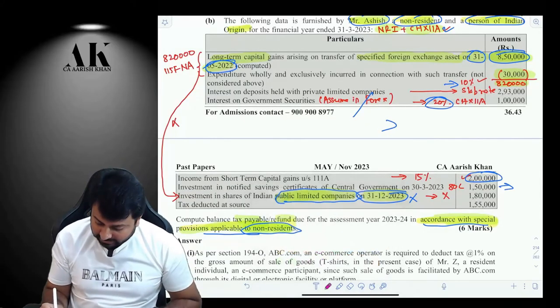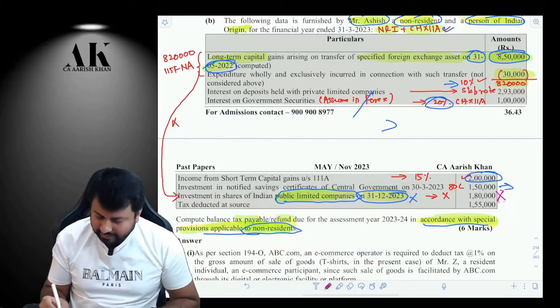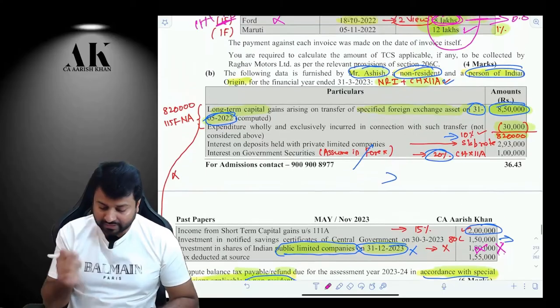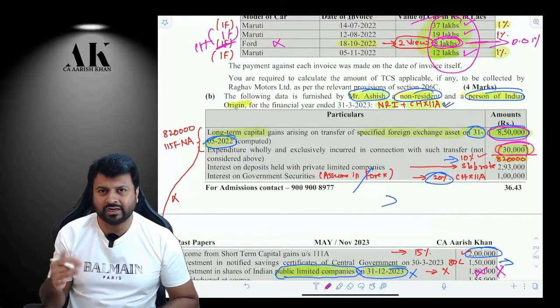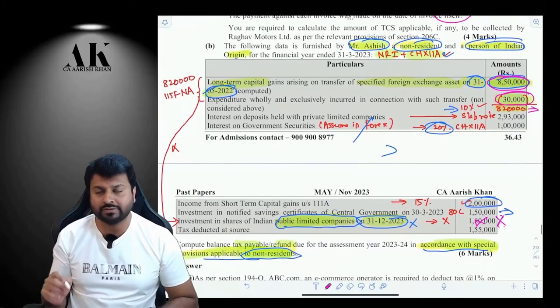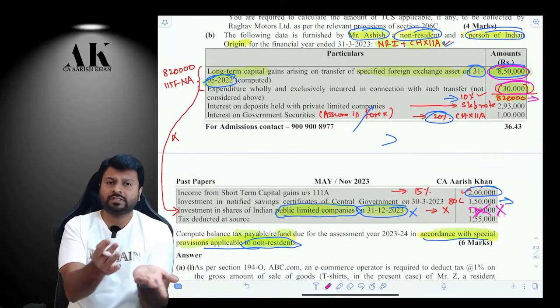Therefore, you are not going to get the exemption here of 180,000. 180,000 exemption you cannot ask for. Therefore, the ultimate conclusion will be that this long-term capital gain will be subject to this 30,000 deduction of expenses, and this 820,000 will be subject to 10% tax, and this 180,000 is not allowed. If the asset would have been purchased within 6 months, we would have allowed.